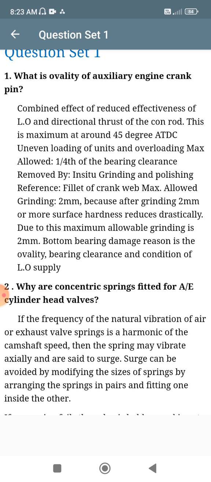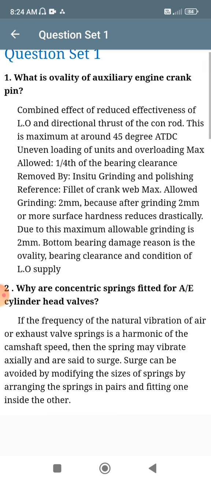Bottom bearing damage reasons are the ovality, bearing clearance and condition of lube oil supply. Okay, here what is the ovality of an engine crankpin? It means the combined effect of reduced effectiveness of lube oil and directional thrust of the connecting rod. It is known as the ovality.